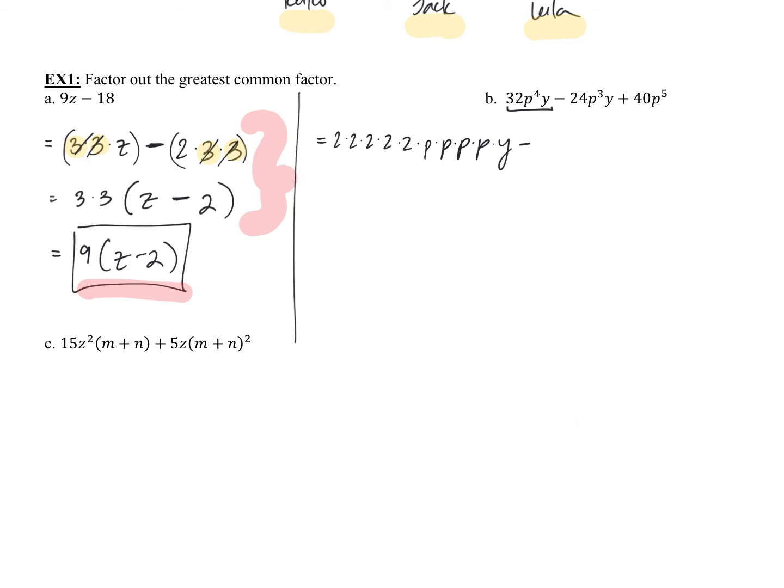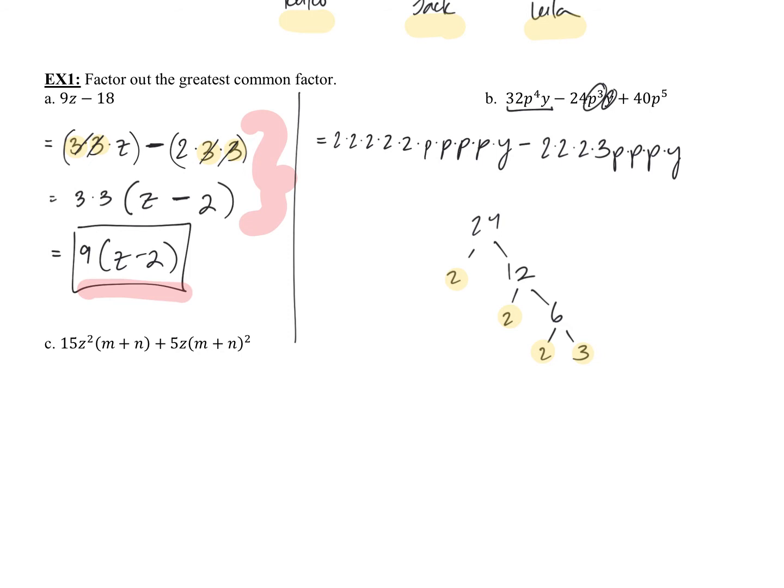Well, the 24. What can the 24 be pared down to? 24 is 2 times 12. 12 is 2 times 6. 6 is still factorable, so that's 2 times 3. So we know that 24 can be written into 2 times 2 times 2 times 3. So minus 2 times 2 times 2 times 3. And then we have 1, 2, 3 p's and a y. And that comes from the p to the third power and the y.